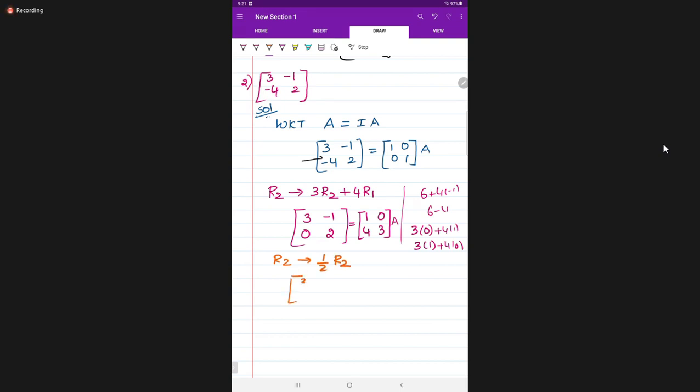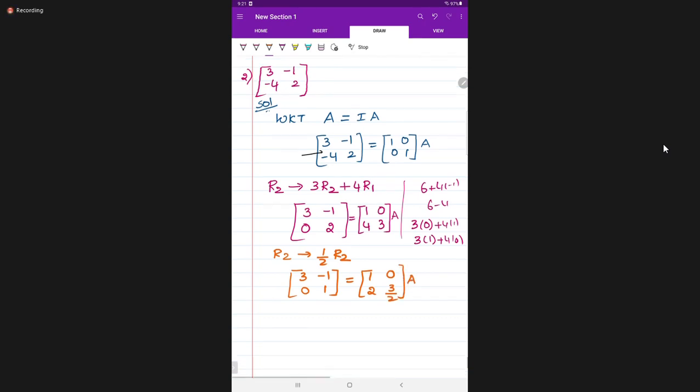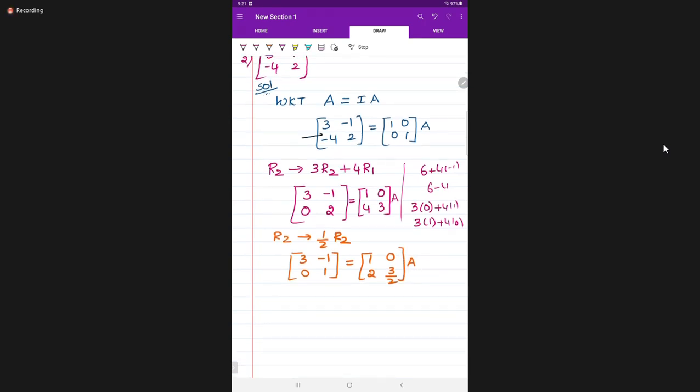Now 3 minus 1, 0, 1. Yes, ma'am, which is equal to 3 by 2 minus 1 by 2. Oh, sorry. Ma'am, this 2 side, and 3 by 2, and 3 by 2 into A. Okay, but 2 by 2 only you are feeling difficult, then what about 3 by 3?